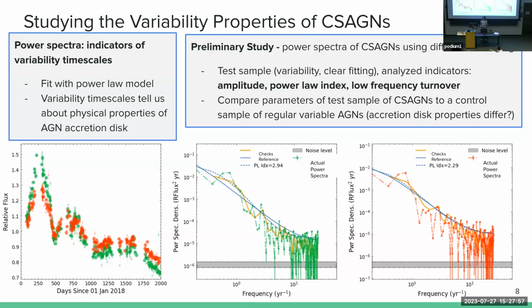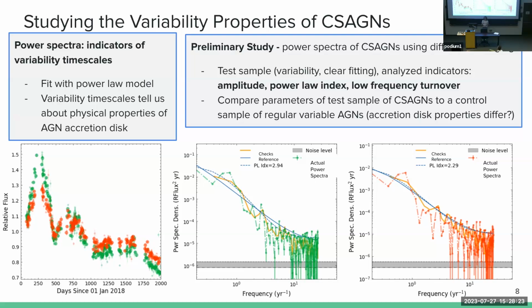So in our preliminary study, we generated power spectra of CS AGNs using the original difference imaging method. We then obtained a test sample of those CS AGN, such as the one below, which displayed strong variability and a clear power law fitting. We then analyzed three indicators from these power spectra: the amplitude, the power law index, and the low frequency turnover.